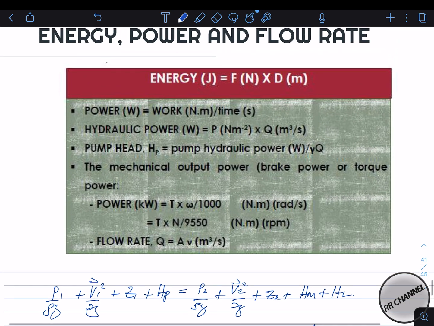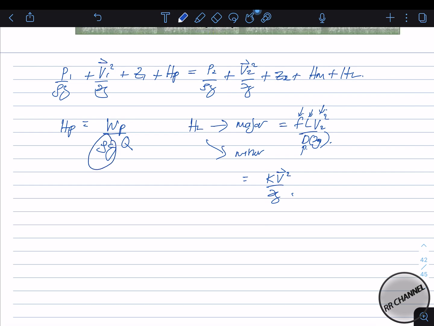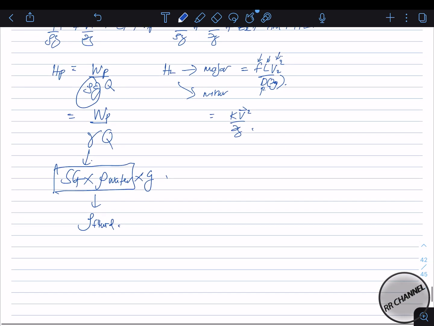So now we refer to another good formula for you. This is the power, work over time, hydraulic power, which is P times Q, right? So the pump head here is equal to W divided by gamma Q. So what is gamma? Gamma is rho g. So another formula here, you can also write it as this gamma Q, where gamma is equal to rho g. Other than that, this gamma can also be represented by the specific gravity times the density of water times g, because this is the rho of your fluid. Okay, so this is just some revision from the fluid mechanics class.